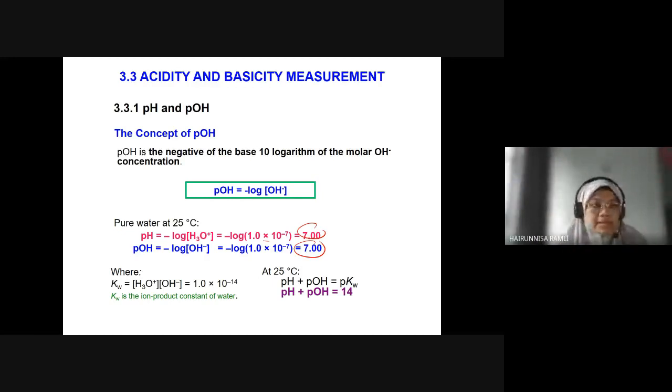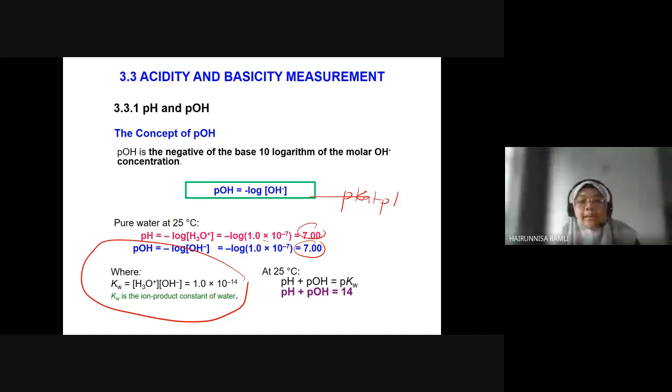Okay? Nanti ada yang macam, oh barulah tahu kenapa 7. Ha, sebenarnya inilah because of this calculation. Okay? So in this case, because of pure water, pOH also is equals to 7. Okay, according to what you have learned previously from the Kw. Okay, and kita tahu tadi pKa plus pKb is equals to 14, right? So, the pH plus pOH also equals to 14. Yeah, 7 tambah 7 kan? 14. pH tambah pOH is also equals to 14.